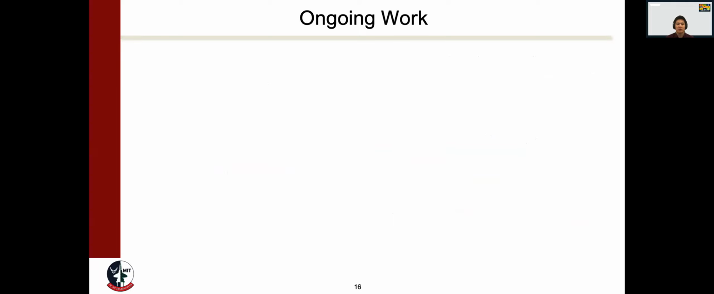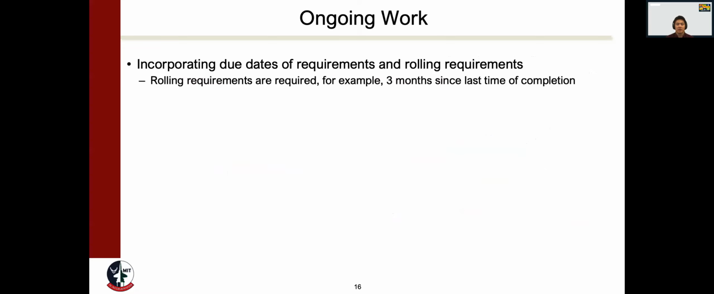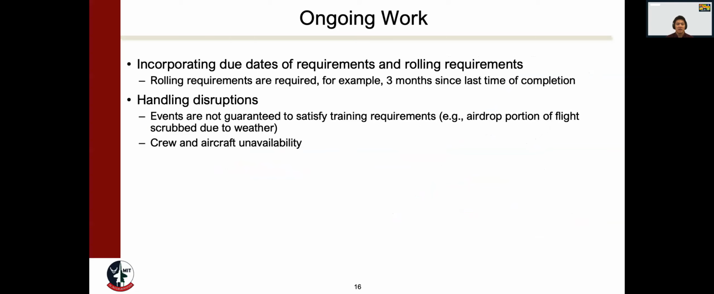We have a lot of ongoing work that I did not get a chance to touch on. First is incorporating more sophisticated requirements, such as those with a due date or rolling requirements that are required X months since the last time of completion. We also recognize that events are not guaranteed to satisfy training requirements. For example, an airdrop portion of a flight may be canceled because of inclement weather. And of course, crew and aircraft unavailability can derail schedules.